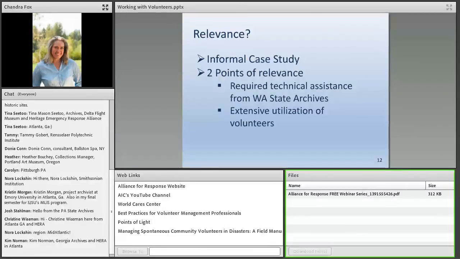So why we're talking about this today is because it's relevant for a couple of reasons. It makes a really nice informal case study for what we're talking about. We actually reached out to the Washington State Archives for technical assistance on the response, and I'll go into that a little bit and explain why that was to you. And then we had an extensive use of volunteers as well, and so some of the practices that I'm going to be talking about today, I can show you how I utilized those in this response and show you the difference that it can make.